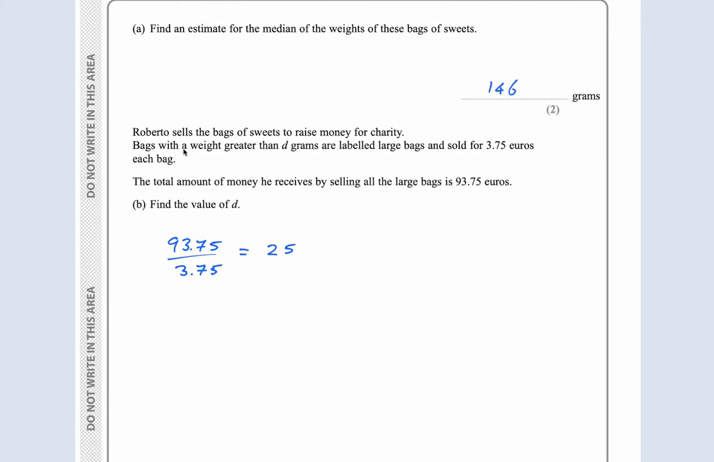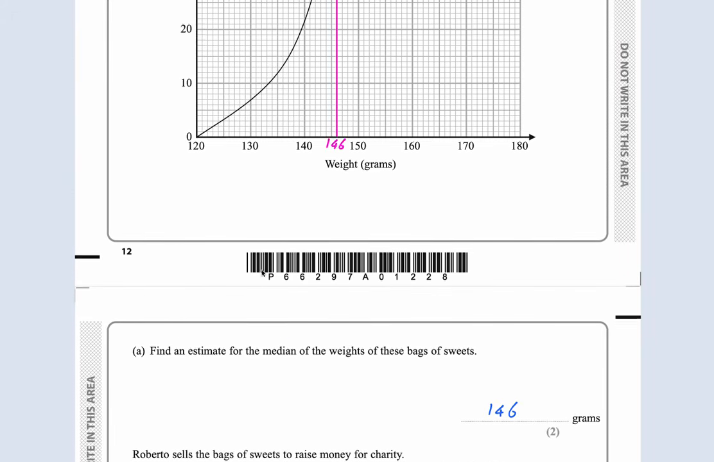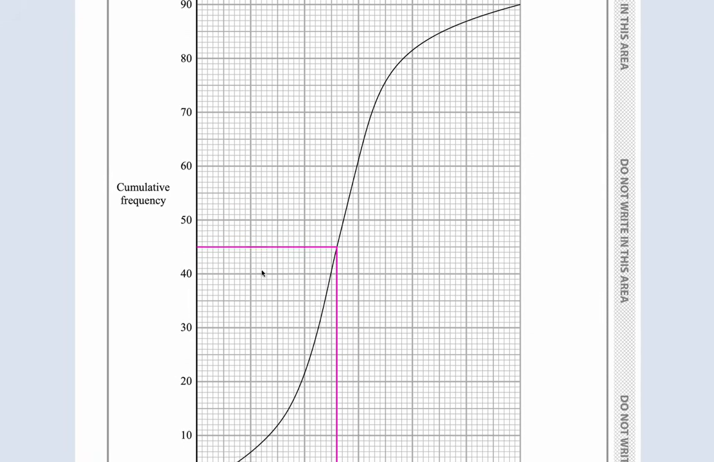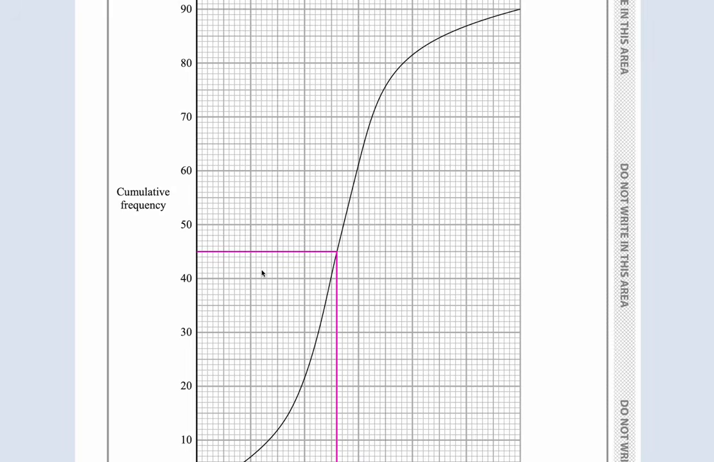Now these were bags bigger than D grams. So these were large bags. That's important because when I go to my cumulative frequency graph, I want to get the largest 25. So the largest 10 would be these 10, the 80 to 90. The largest 20 would be the 70 to 90. And the largest 25 would be 75 to 90. So I need to go to my 75, go across and down.